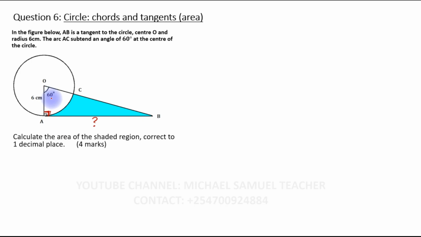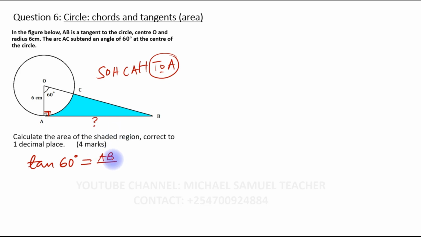So this angle here, the side is opposite the angle. And we know OA, so now we have the opposite and adjacent. So using SOHCAHTOA, opposite over adjacent is tangent. So tan 60 degrees will be equal to opposite, which in our case is AB, all over adjacent, which is OA, which is 6. So AB will be equal to 6 tan 60 degrees.